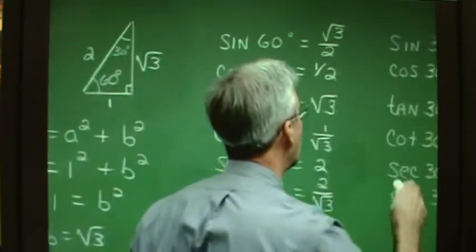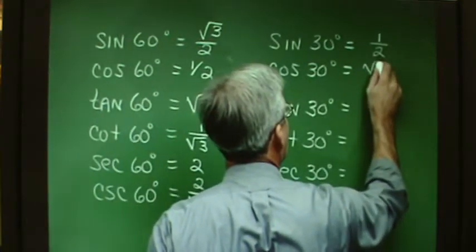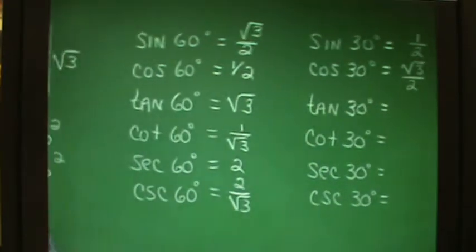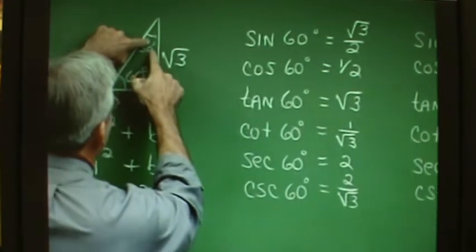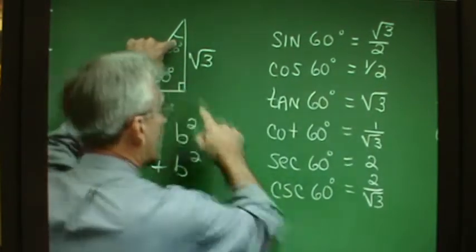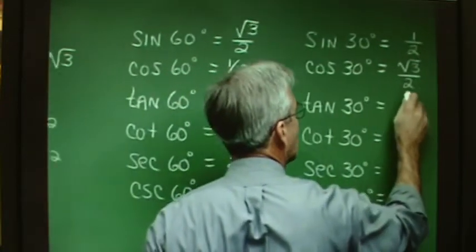All right, and over here, square root of 3 over 2. Tangent 30 degrees. From the perspective of this angle, the tangent is opposite over adjacent. So it's 1 over the square root of 3. Over here, 1 over the square root of 3.